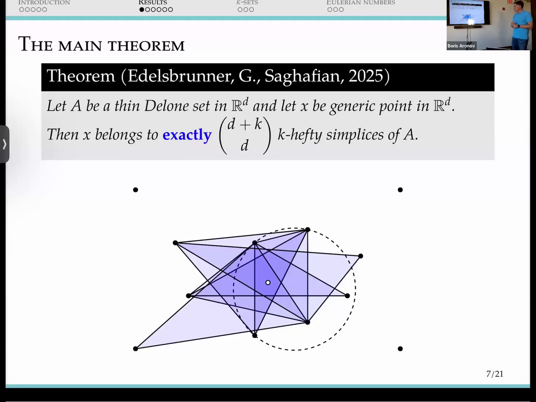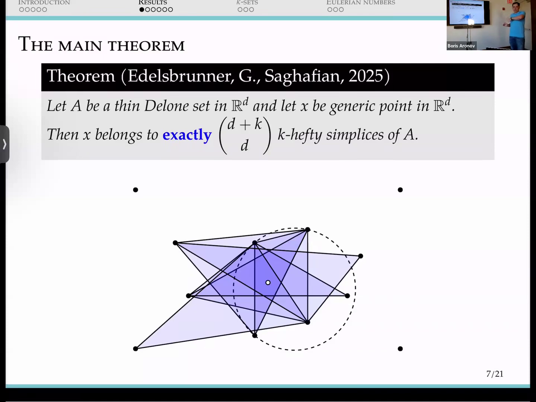So that's our main theorem: if we have a thin Delaunay set in d-dimensional space, and we have a generic point in d-dimensional space, then that point belongs to exactly (d+k choose d) k-hefty simplices. So this constant doesn't depend on the set, it depends only on the dimension and on k. Here's an example for d equals 2 and k equals 2. There are exactly 6 two-hefty triangles. It's actually not that easy to decode what these 6 triangles are from that picture, but there are exactly 6 of them. When k equals 3, there are going to be 10, and that's impossible to see.